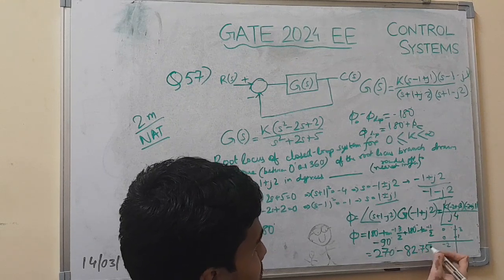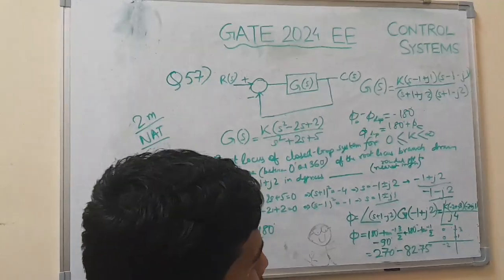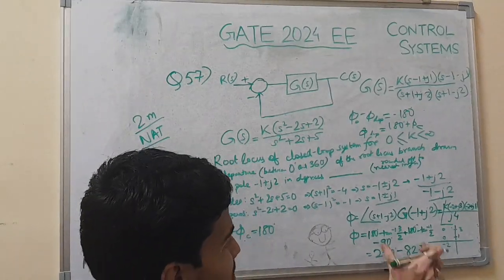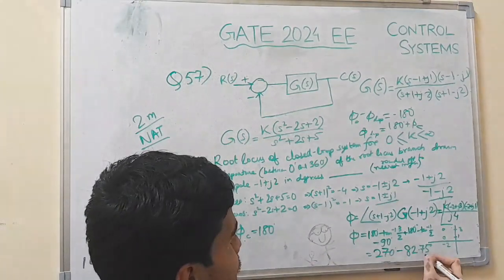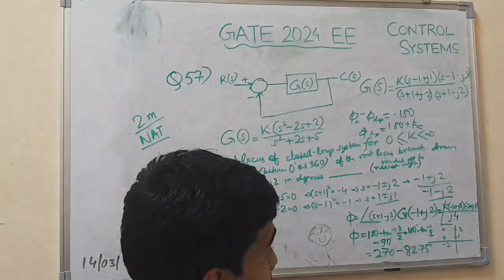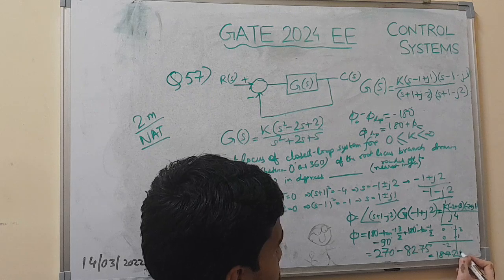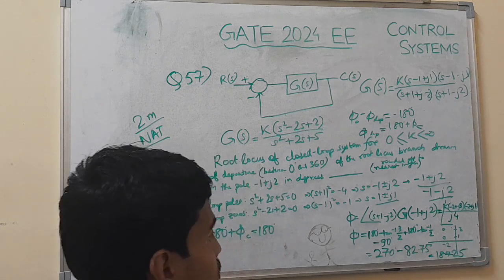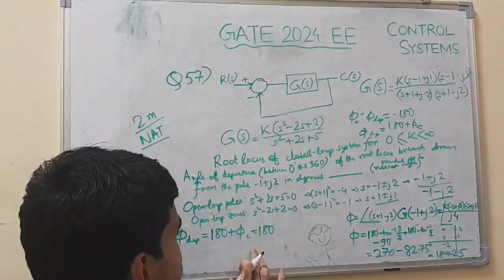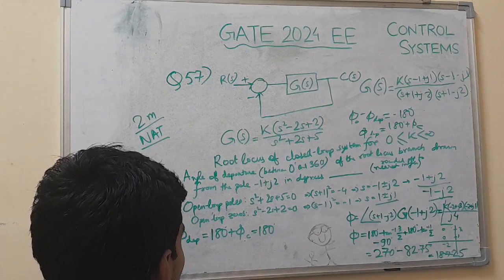82.75 degrees, something like that. Tan inverse half plus tan inverse 3 by 2 will add up to about 82.5 degrees, such that this term phi will be equal to 270 minus 82.5. So that is 187.25. Right? 187.25. So if you substitute over here, what will we get?